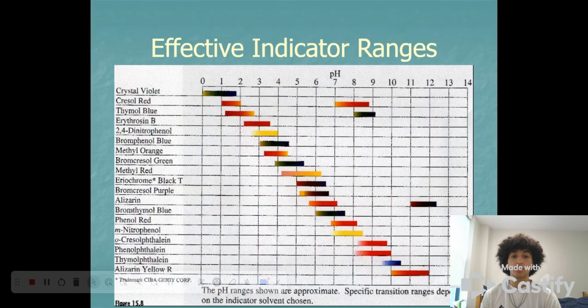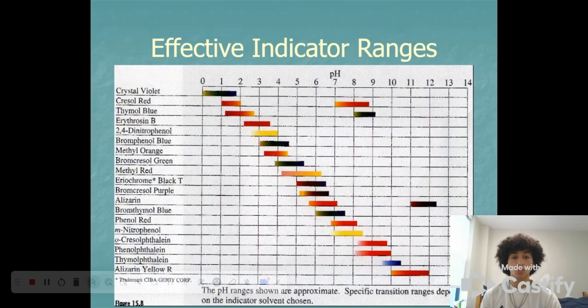Here's a reference chart for indicator ranges. Obviously, you don't have to memorize this, because a lot of the time, if you're ever asked to find a specific indicator for a specific pH range, they'll give you a few options. Each indicator changes color at a specific range, and you want to pick an indicator whose color change range includes the pH at your equivalence point.